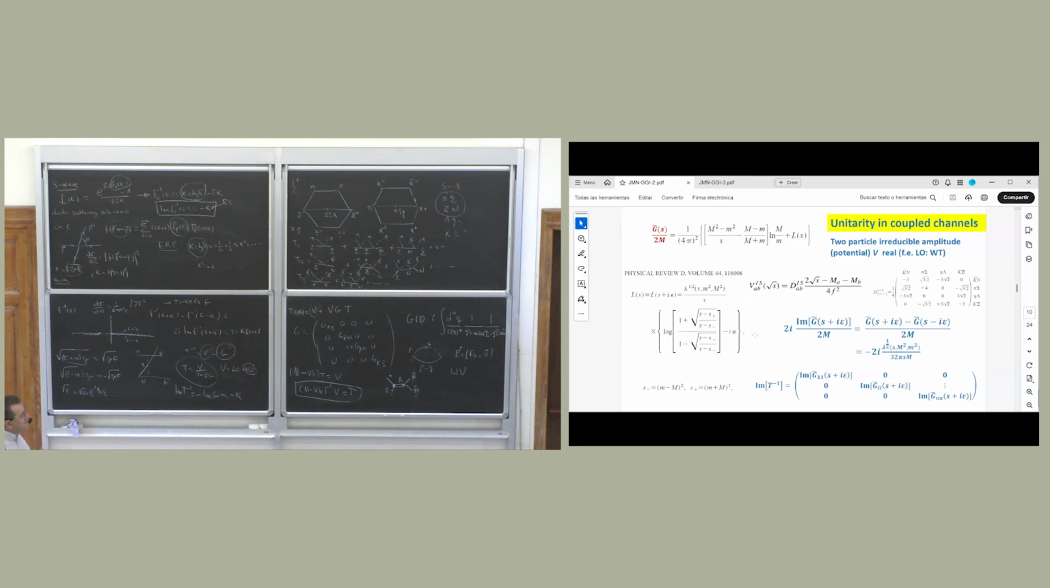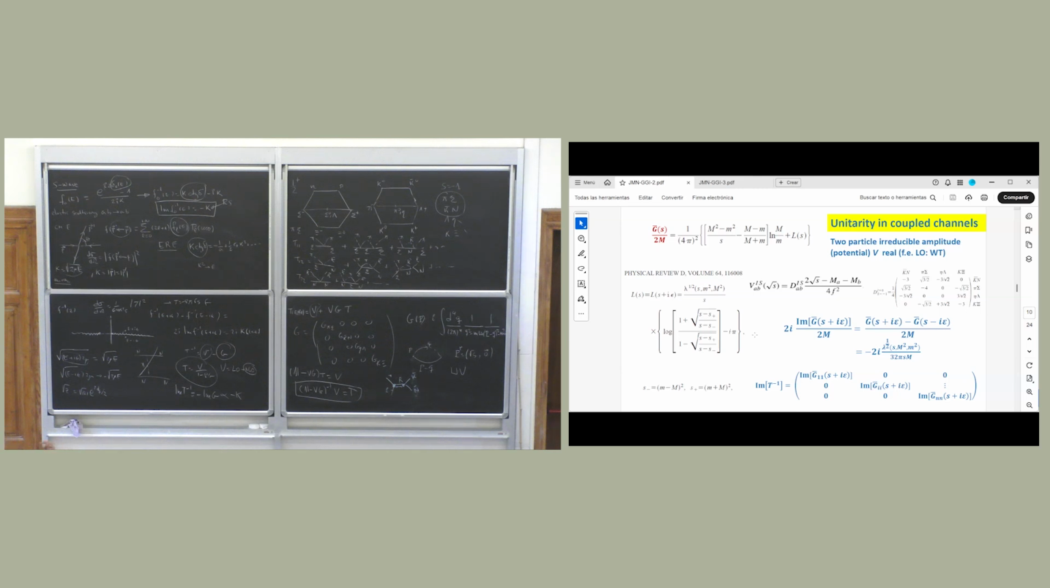This is what I told you, right? That later, Dr. Sashankun will work a little bit with this propagator, and then he will show you that the imaginary part of this propagator is proportional to the momentum. Okay, the momentum is here. I wrote several times that the momentum is just the square root of 2 reduced mass times E, but this is in non-relativistic kinematics, right?